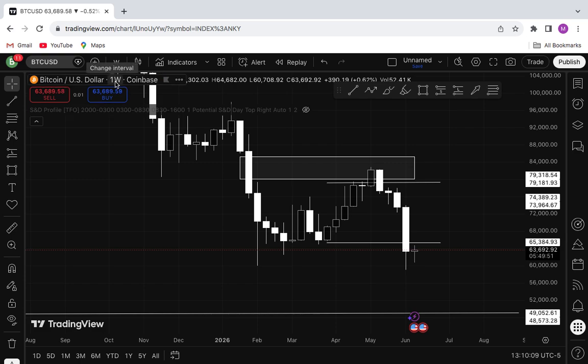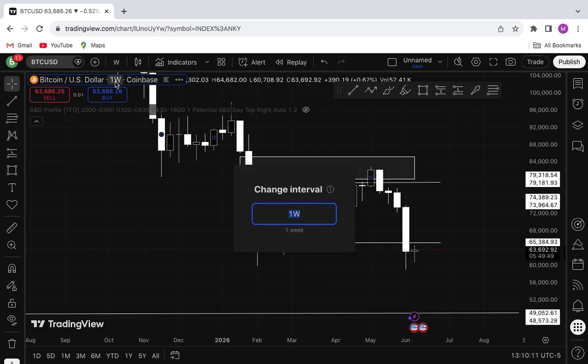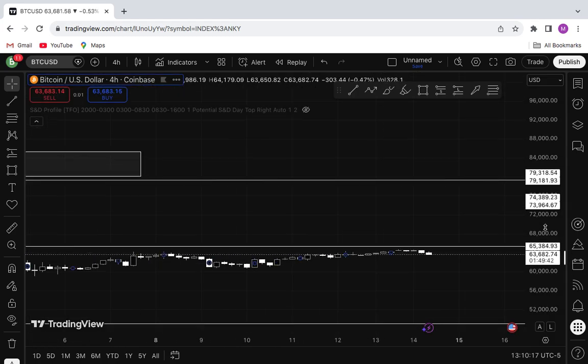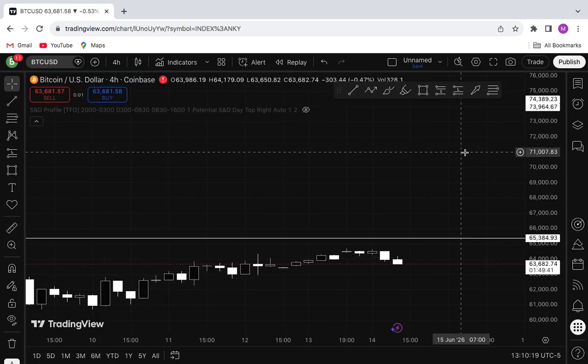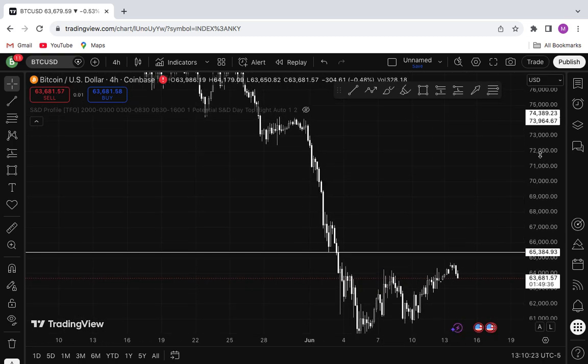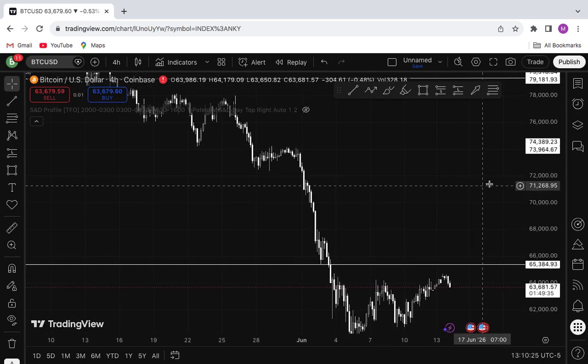Now from here, where am I going to? I will be going straight to the 4 hour time frame. Now on my 4 hour time frame, why do I choose to come to my 4 hour time frame directly? Why did I not go to the daily? Why did I not go to check what the daily has?